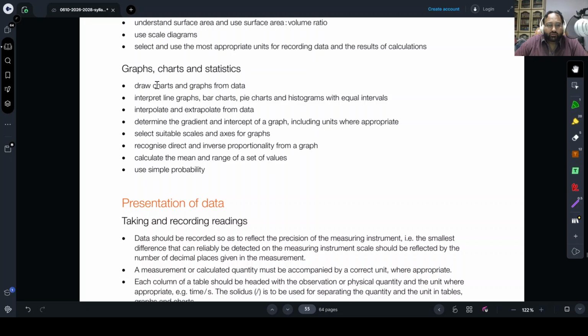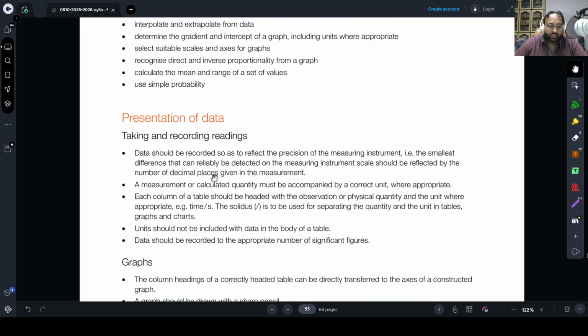Graphs, charts, and statistics. So draw charts and graphs from data. Interpret line graphs, bar charts, pie charts, and histograms with equal intervals. Interpolate and extrapolate from data. Determine the gradient and intercept of a graph, including units where appropriate. Select suitable scales and axes for graphs. Recognize direct and inverse proportionality from a graph. Calculate the mean and range of a set of values. Use simple probability.